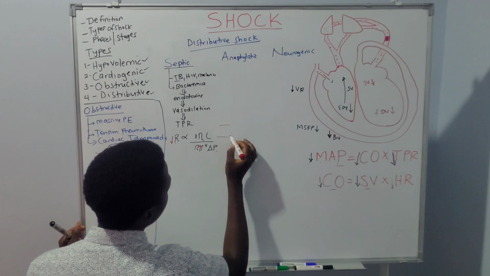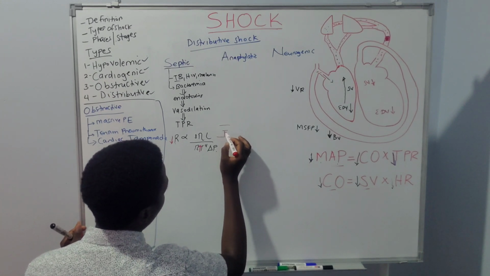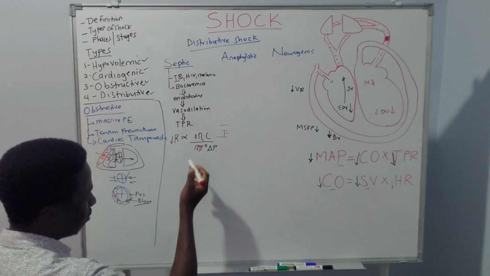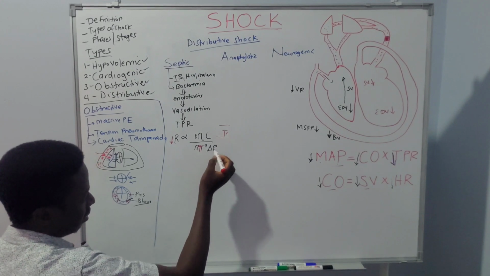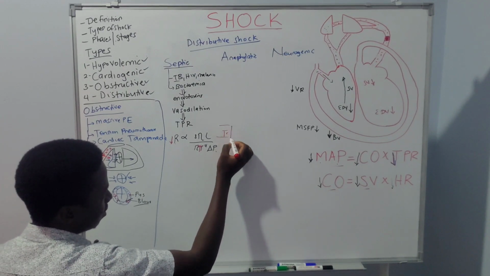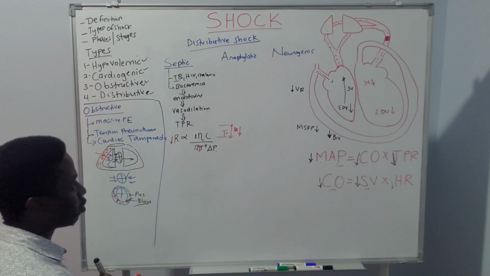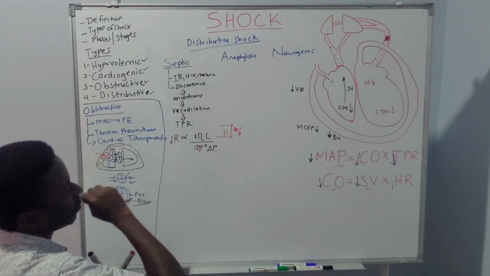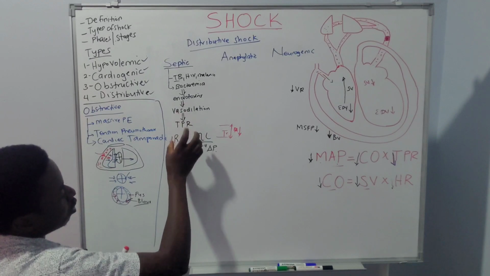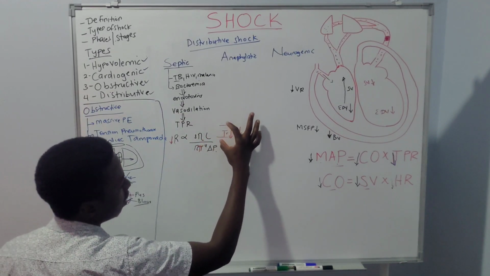So if I increase the radius of this vessel, by maybe 4 times, definitely the resistance in this vessel will now decrease, and that's the principle these endotoxins are employing. So this endotoxin causes massive vasodilatation. They increase the radius.